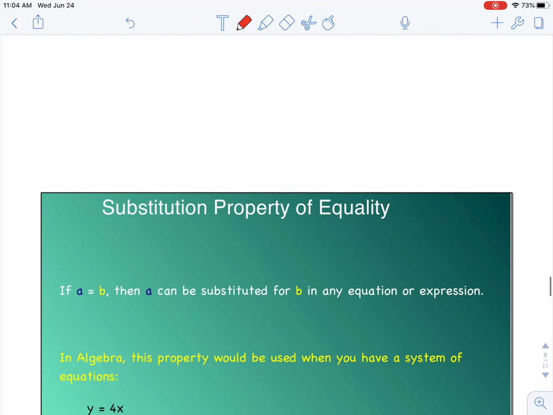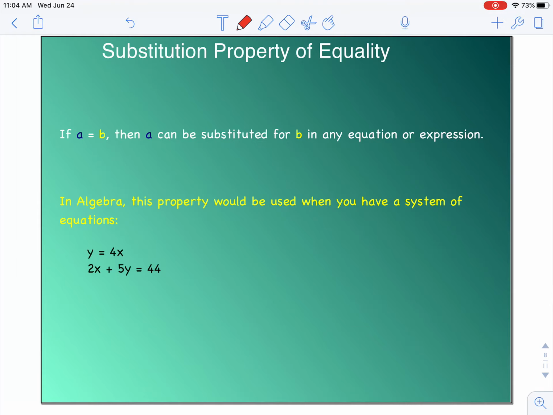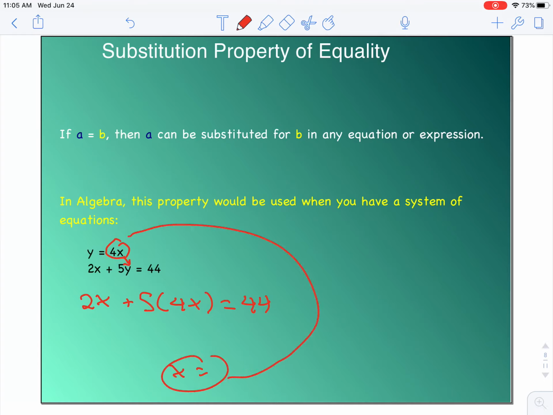Let's look at the substitution property. The substitution property of equality says if A equals B, then A can be substituted for B in any equation or expression. In algebra, this property would be used if you have a system of equations, and you would substitute what y is equal to in for y. That would give you 2x plus 5 times 4x equals 44. Then we could solve that and find the value of x, and then substitute the value of x back in to find the y value.